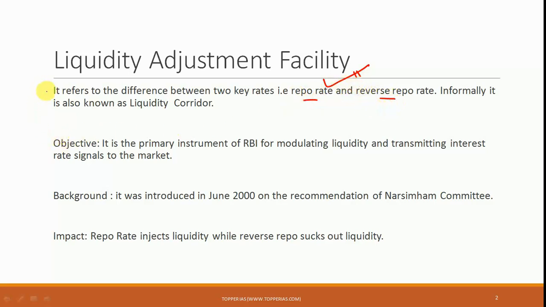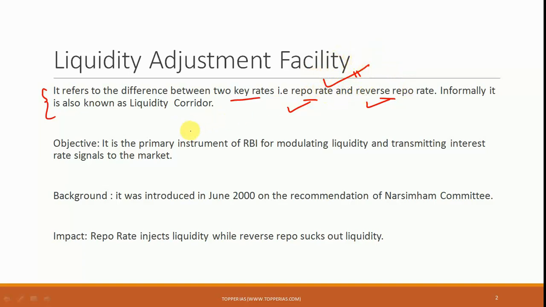Now this term is simply used for the difference that exists between the two key rates, that is the repo rate and the reverse repo rate. This is basically what is going to represent the liquidity within the economy, because it is the repo rate and the reverse repo rate which are the key monetary policy instruments of the RBI. So depending upon the repo rate and the reverse repo rate, the liquidity in the market or in the entire economy is something that can be calculated. So the difference between these two is what is known as liquidity adjustment facility.